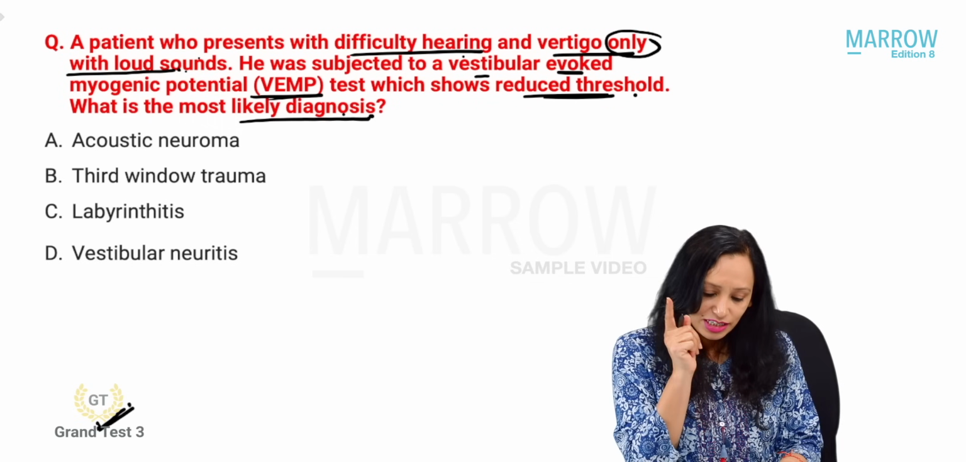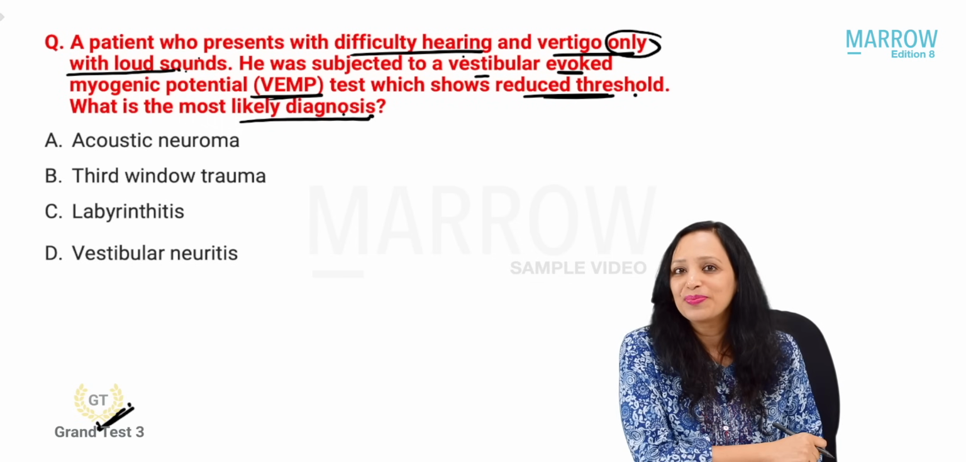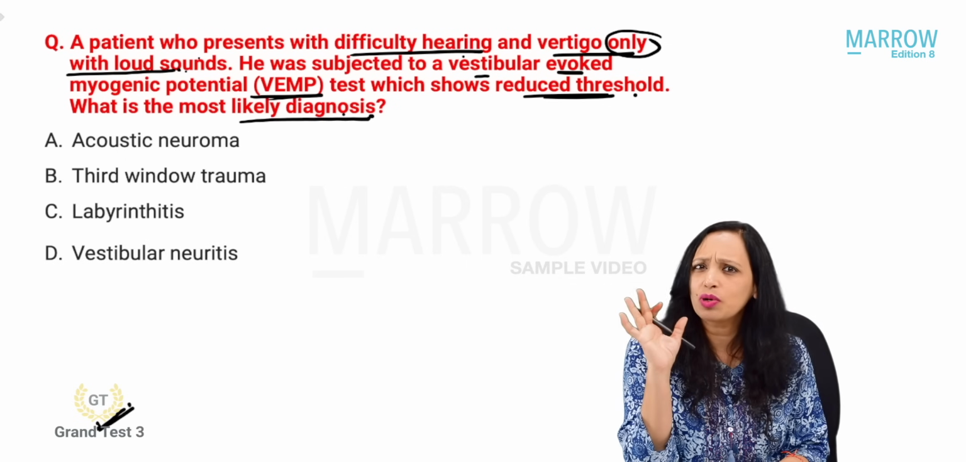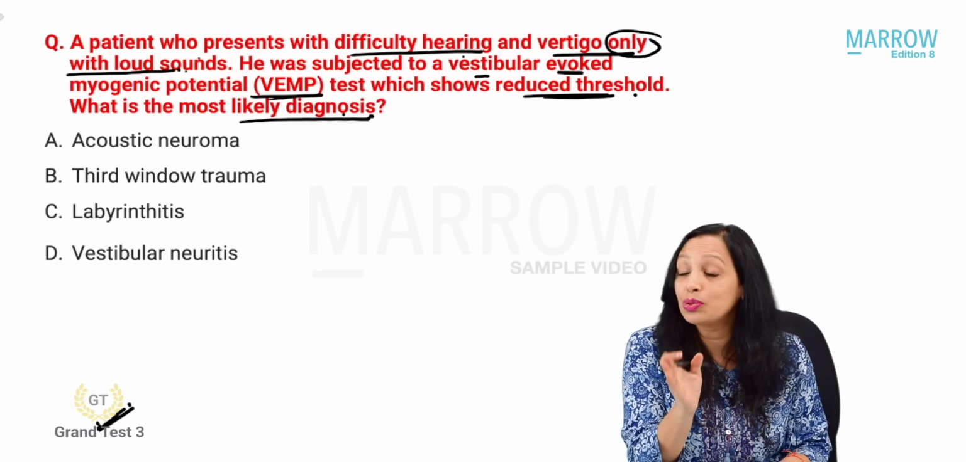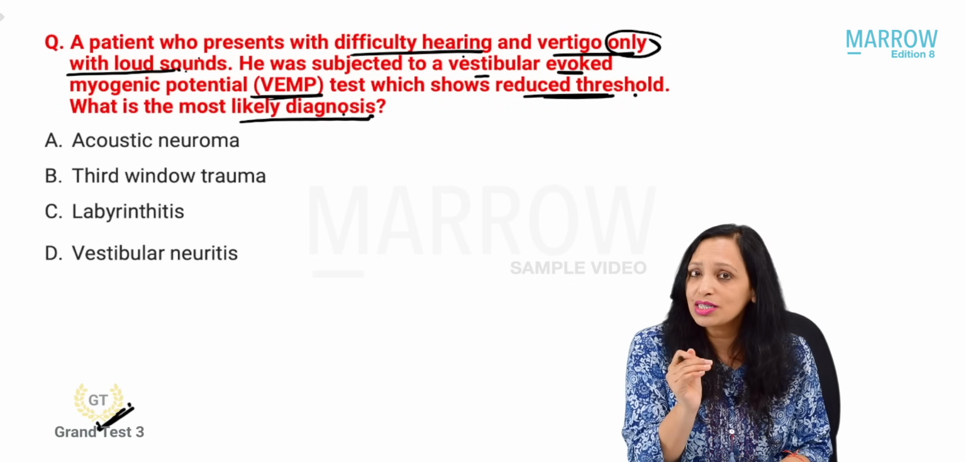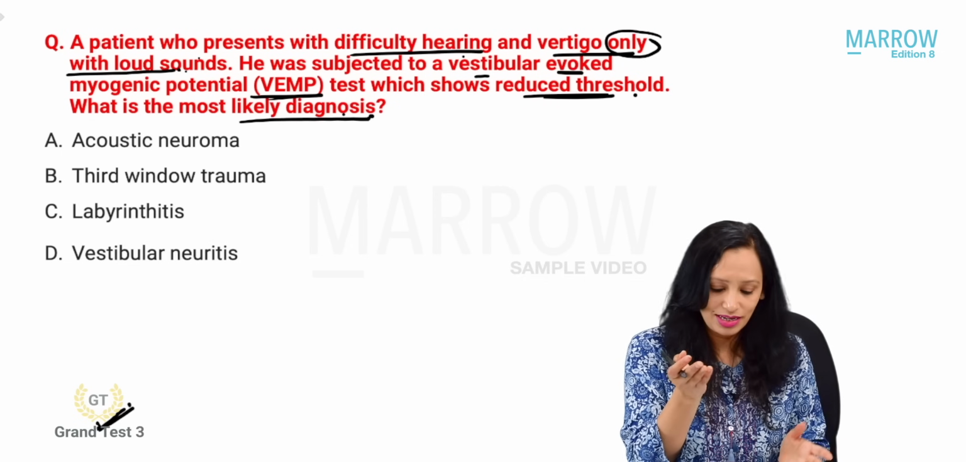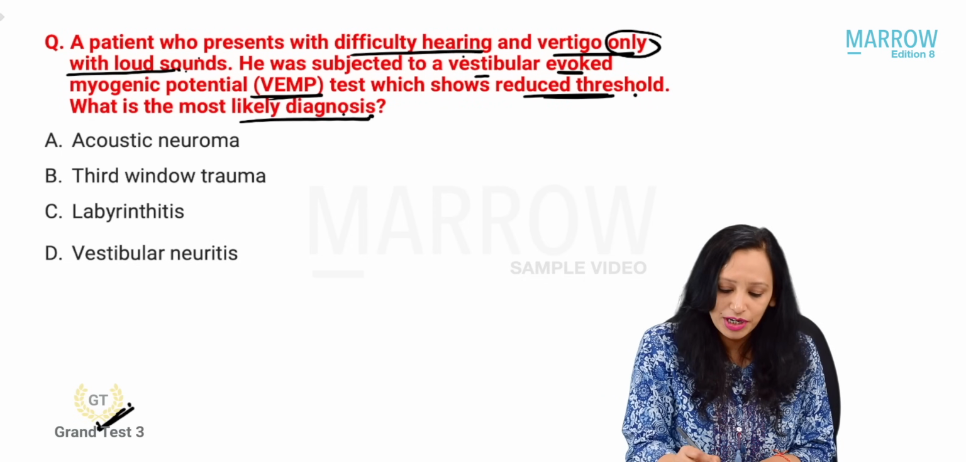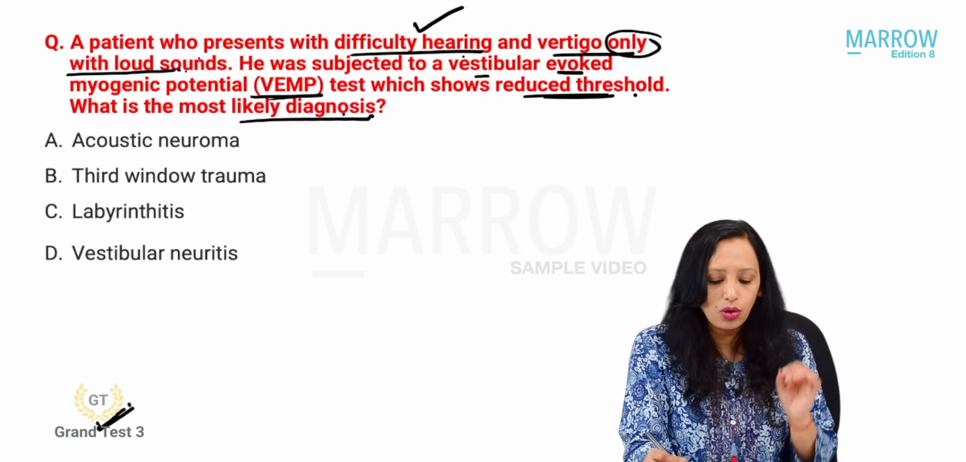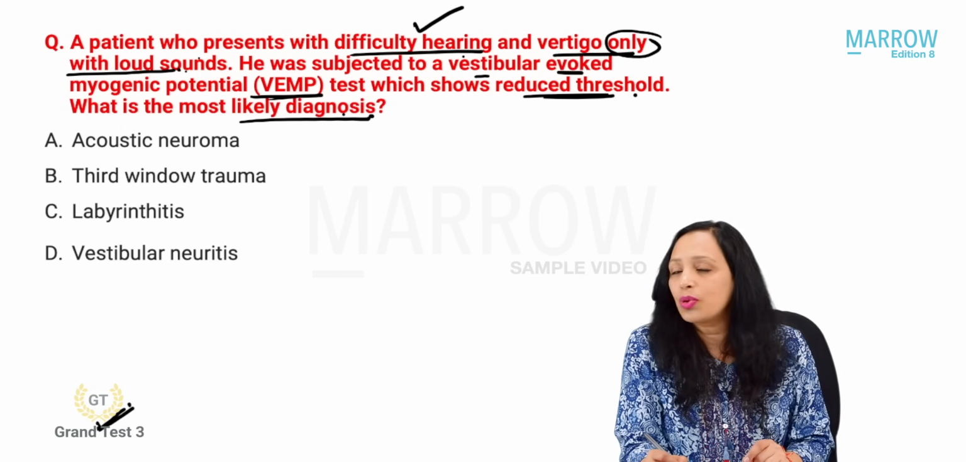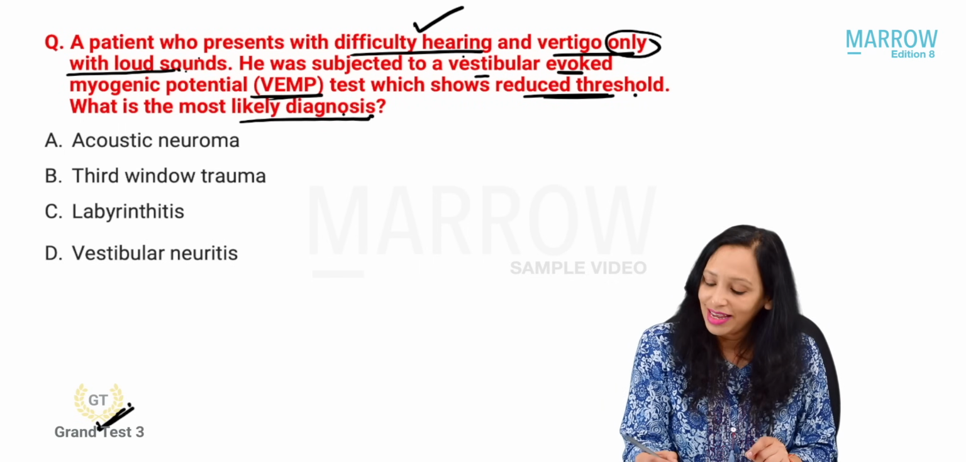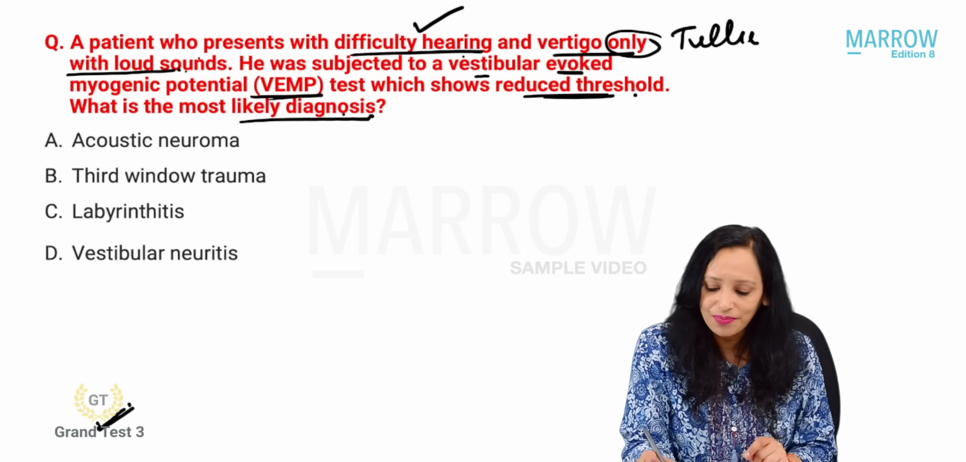You're mistaking this because you've forgotten what is VEMP. Now, let us suppose that we've forgotten what is VEMP. Still, can we come to the diagnosis with what we know? Let us see that. Here we have a patient who has difficulty in hearing and vertigo only on loud sound. What is vertigo only on loud sound known as? That is known as Tullio's phenomenon.